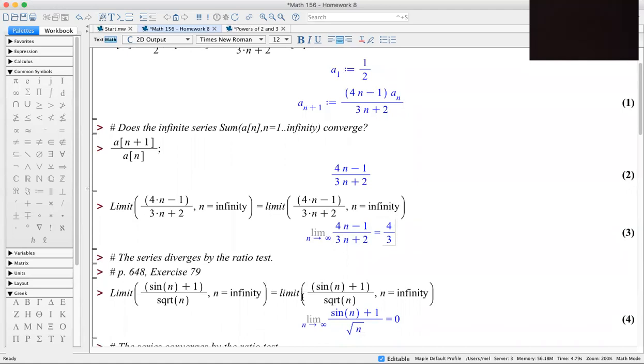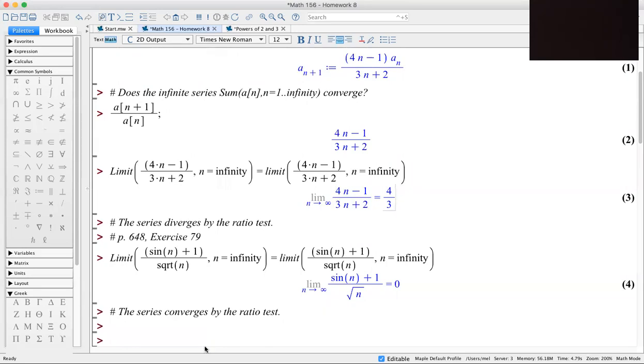Problem 79 is very similar. We have, again, a sequence of numbers, a sub n, given recursively by a very simple function. And the ratio of successive terms, a sub n plus 1 over a sub n, is exactly equal to this. If you take the limit of this as n goes to infinity, you get 0. So this series converges by the ratio test.